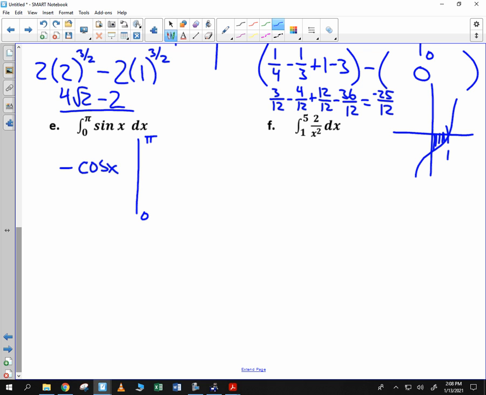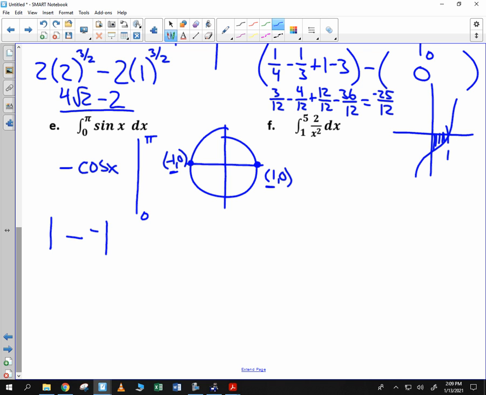I evaluate at pi and at 0. So consider 0, which is the coordinate (1, 0), and pi, which is the coordinate (-1, 0). We first plug in pi. What is the cosine of pi? It is the x value of negative 1, make it negative, and I get positive 1. Minus, now we go ahead and plug in 0. The cosine of 0 is 1, make it negative, negative 1. Sure enough, 1 minus negative 1 is 2. That is the area of sine of x.